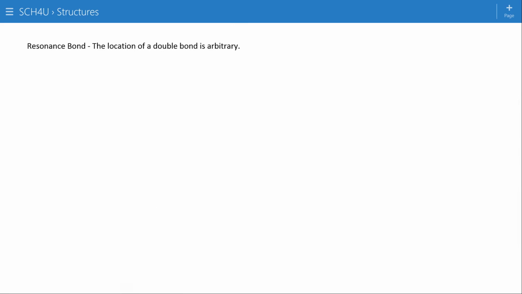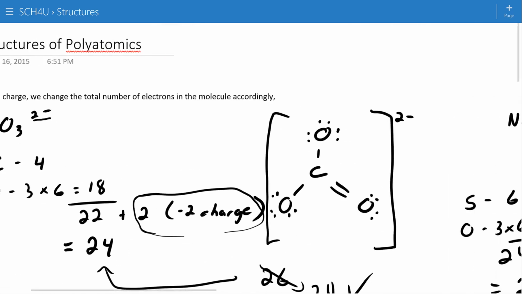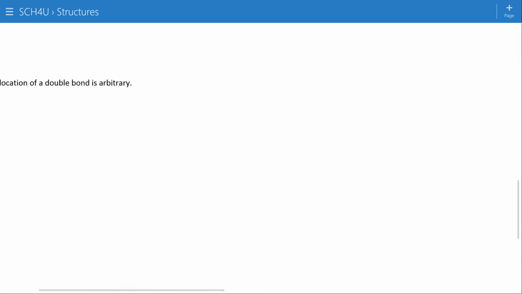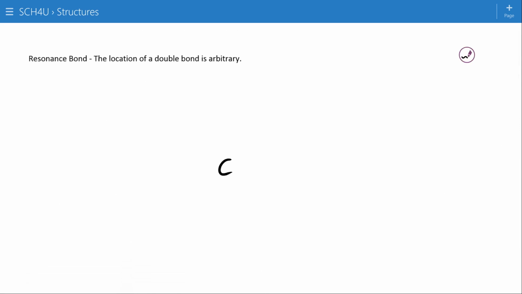The last type of situation, or the last type of bond that I want to discuss, just with its own special little name, is a resonance bond. And this occurs when the location of a double bond that we chose was arbitrary. I don't need to do another example here. We've seen this already when we were looking at carbonate. If you recall, I got to this part of the solution for carbonate.